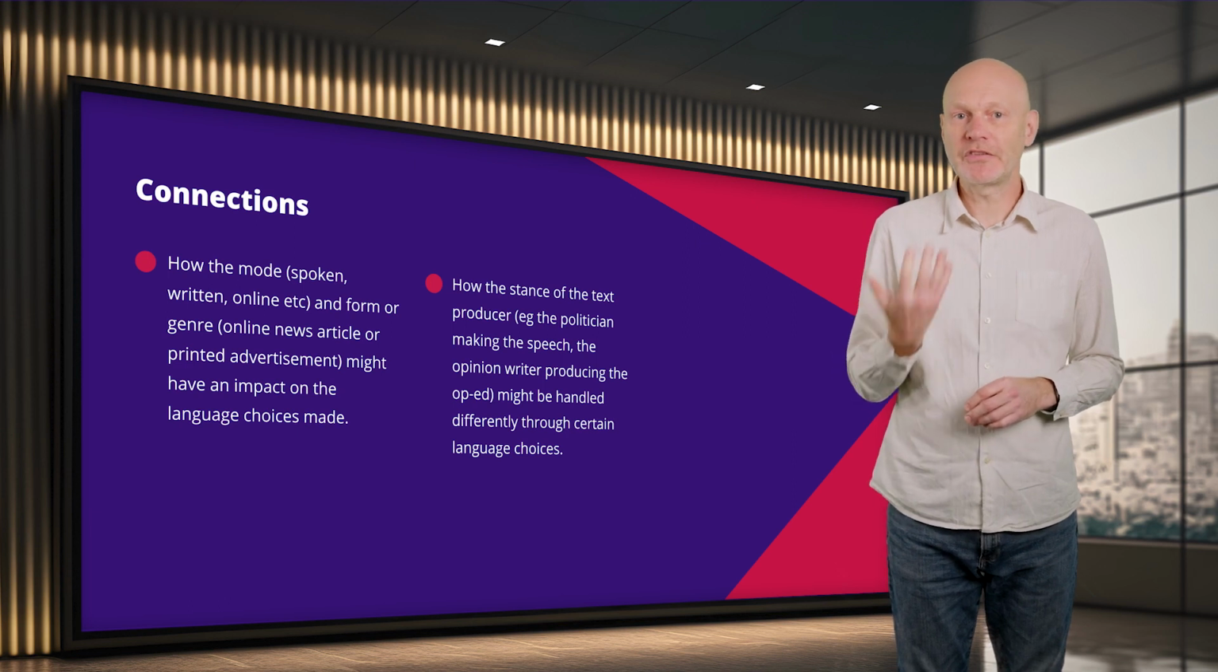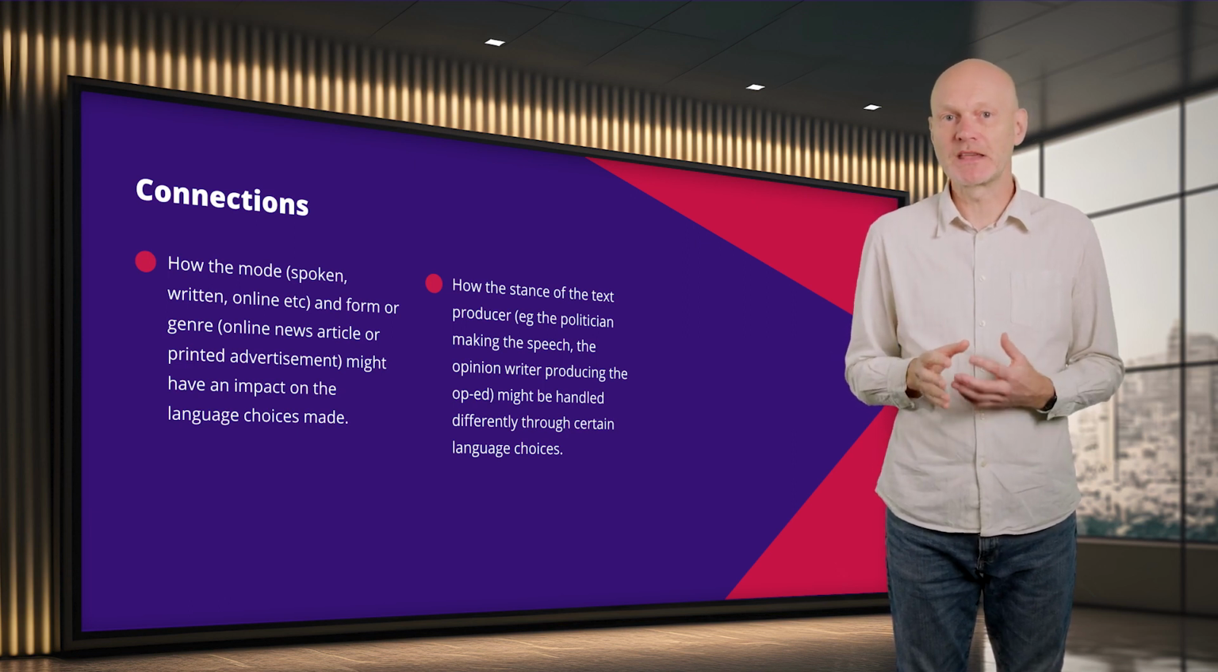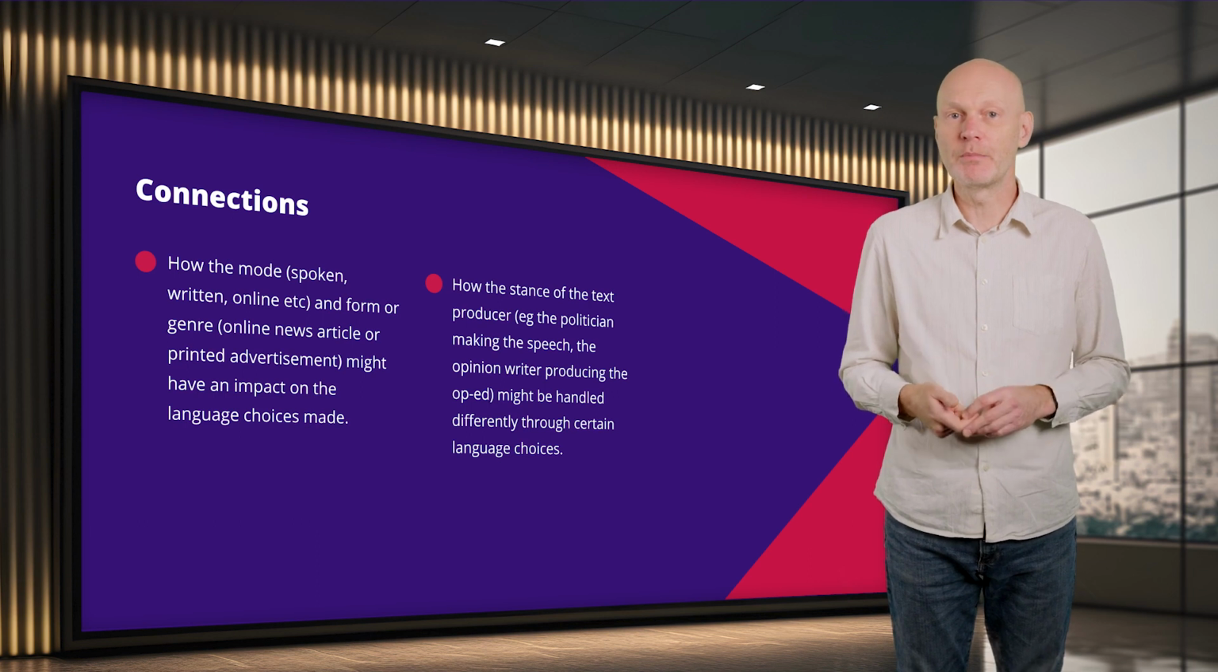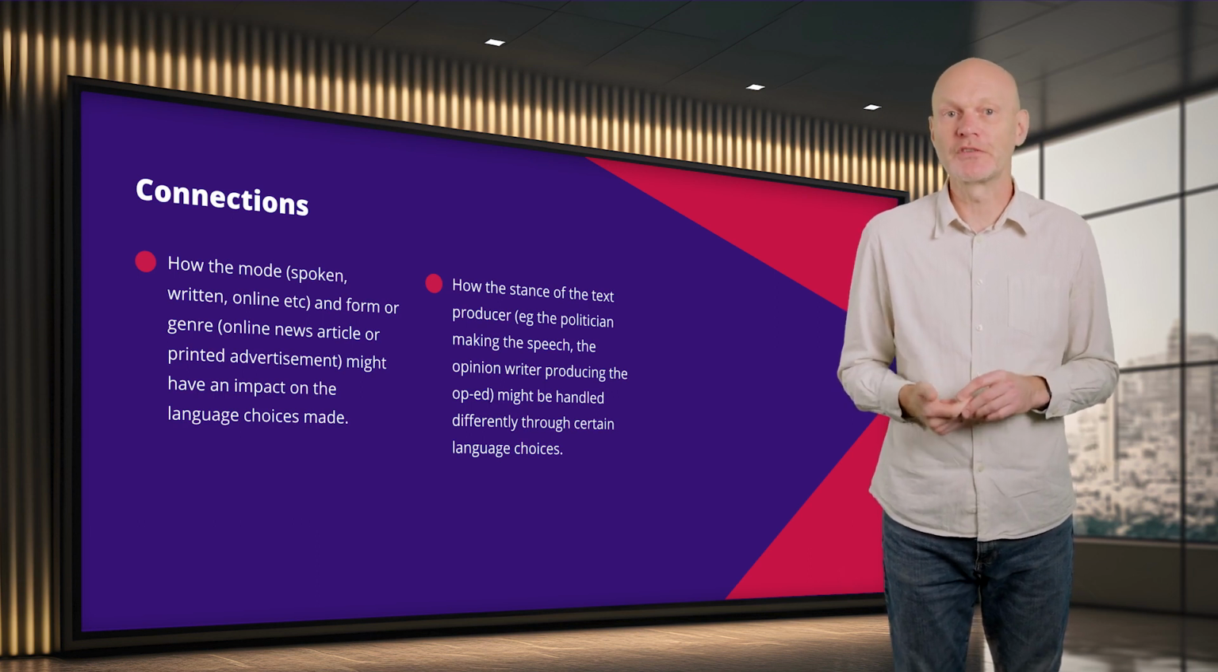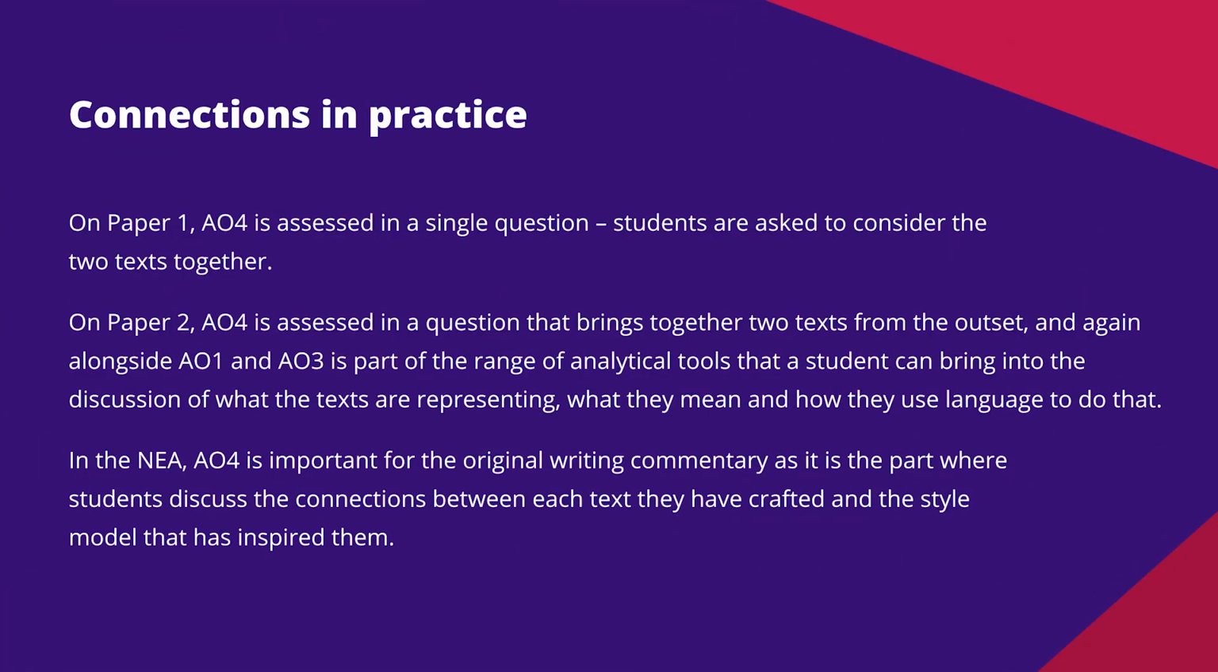How the stance of the text producer, e.g. the politician making the speech, the opinion writer producing the op-ed, might be handled differently through certain language choices. On paper 1, AO4 is assessed in a single question, where having already analysed two texts separately, students are then asked to consider the two texts together, making connections, exploring those connections, and ultimately evaluating them.